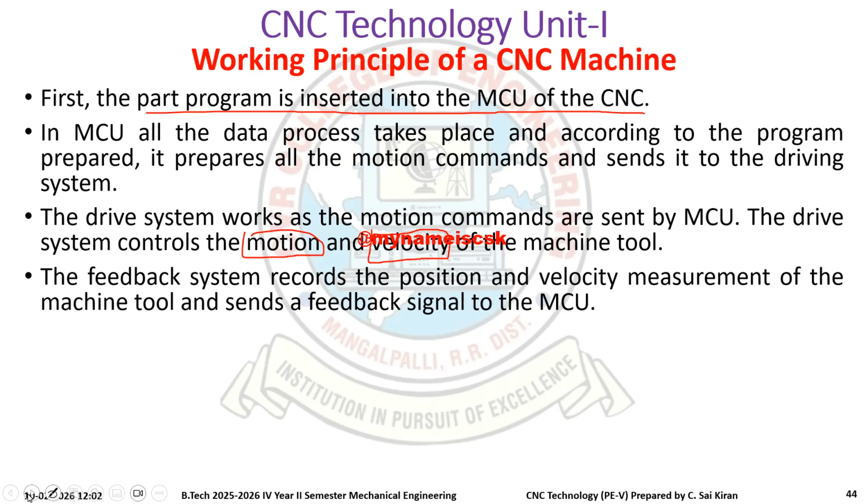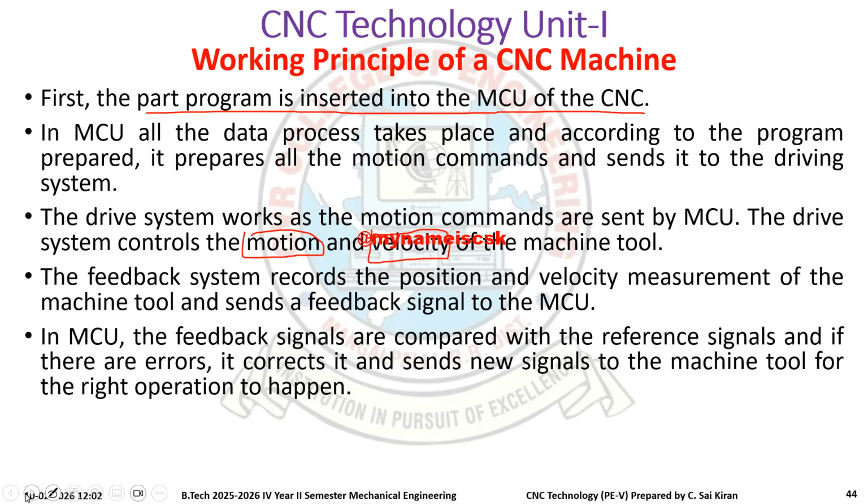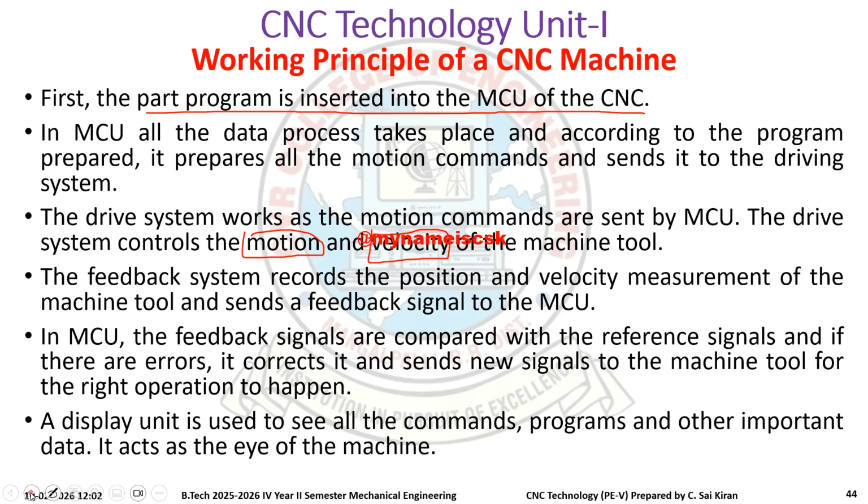Next, we have a feedback system. This feedback system records and transfers the signals back to the MCU. The MCU compares the original signals to the feedback signals, and if there are any errors, they have to be compensated or corrected. Next, the display unit. We can see all the commands, programs and other data on the display unit.